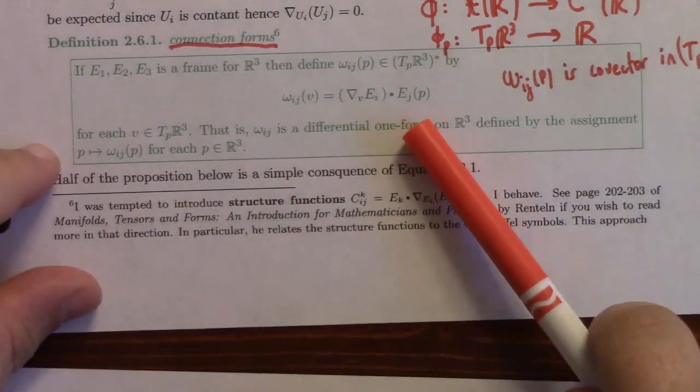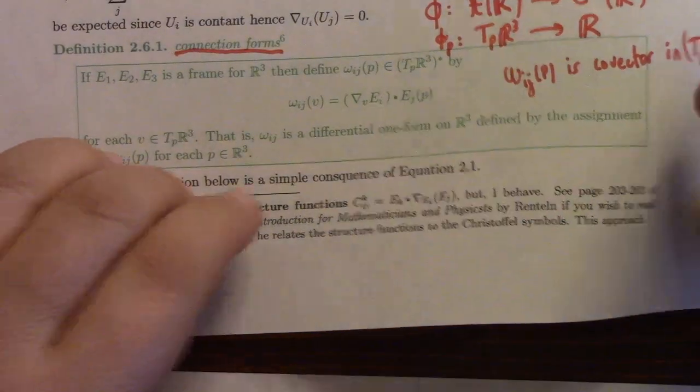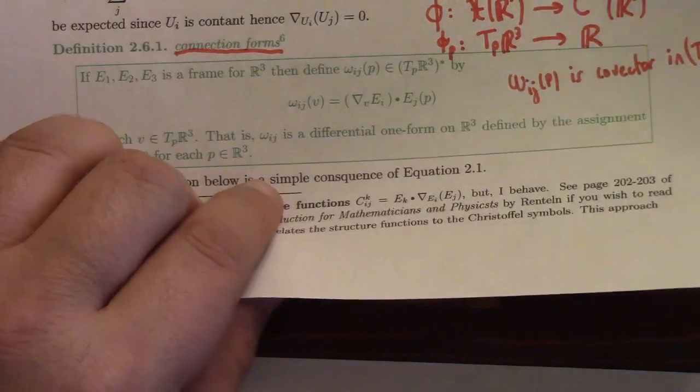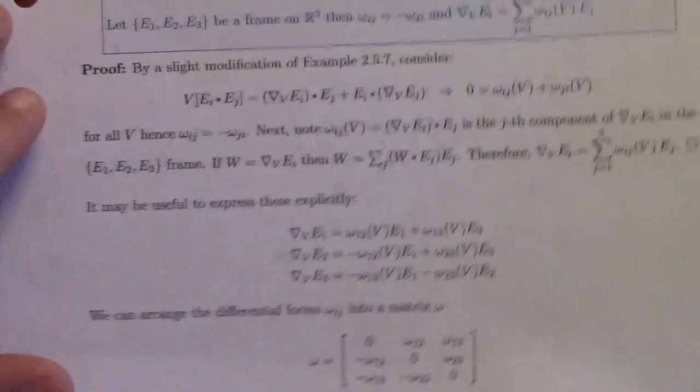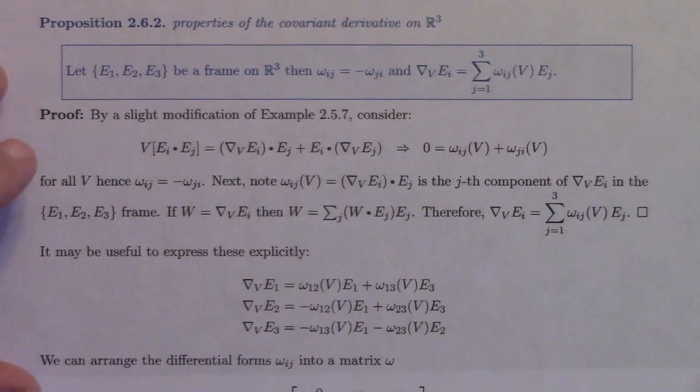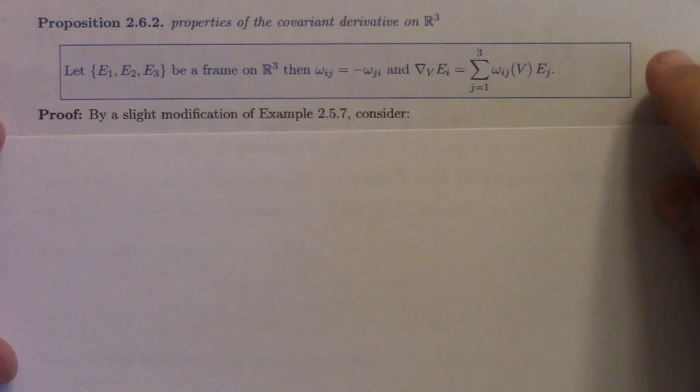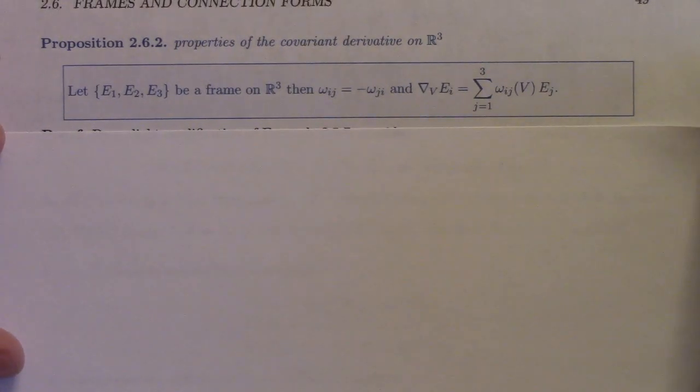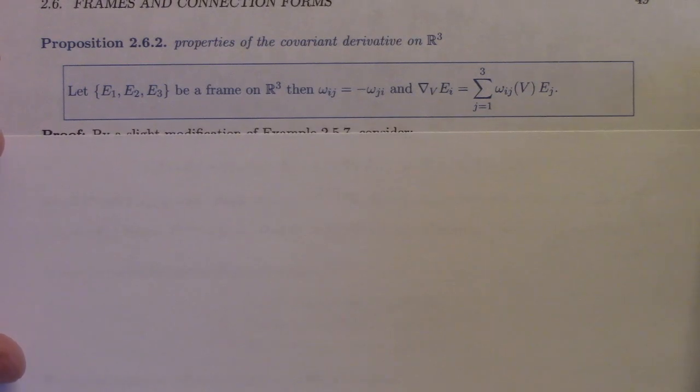So with this in mind, I showed you in class, and I'll show you again as soon as I find my next page. What can we do here? Well, if e_1, e_2, e_3 is a frame, then omega_ij is equal to minus omega_ji, and the covariant derivative of e_i in the v direction is the sum of omega_ij of v times e_j. I think I may have used this proposition in class, and so now I'll look at the proof.